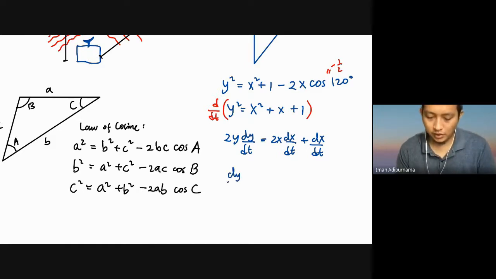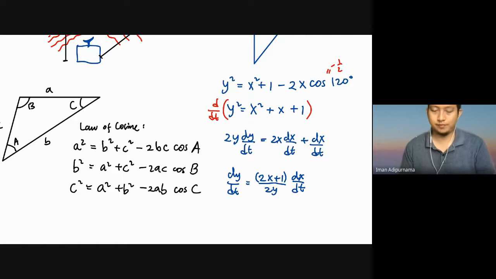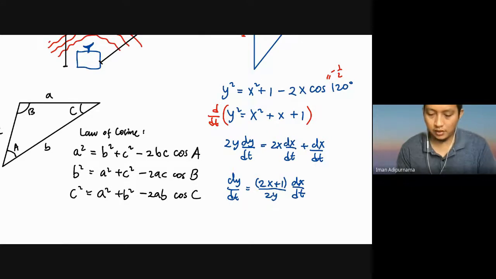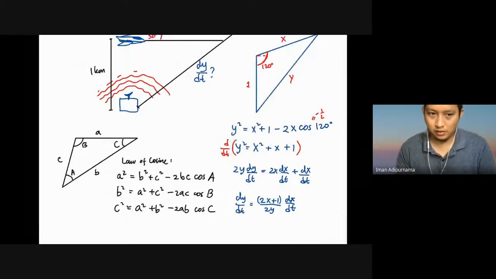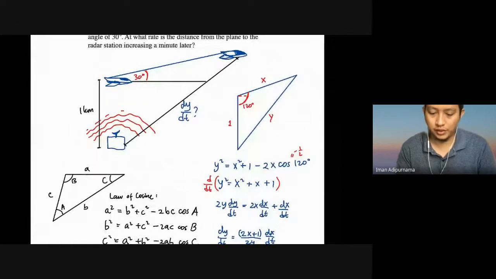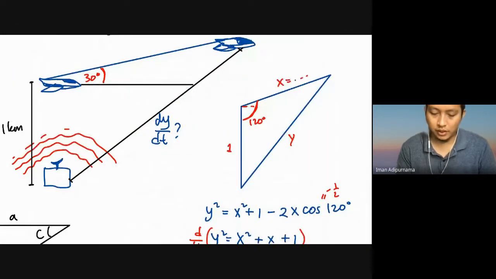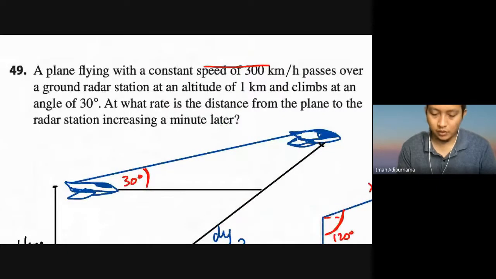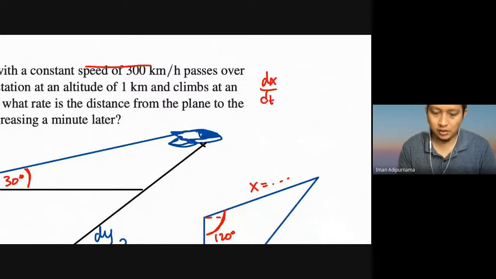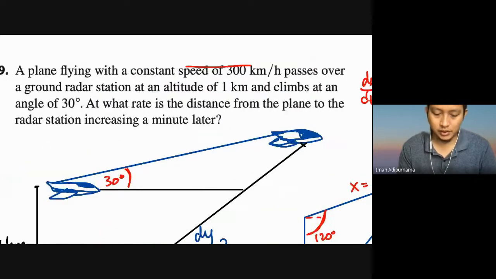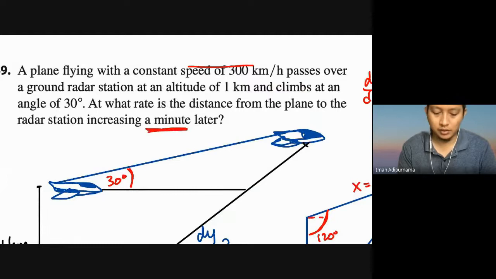And then dy over dt will be 2x plus 1 dx over dt, divided by 2y, right? Now we are going to check all the symbols here. What is x? We have dx over dt is 300, right? The question is asking a minute later. So 1 minute later.